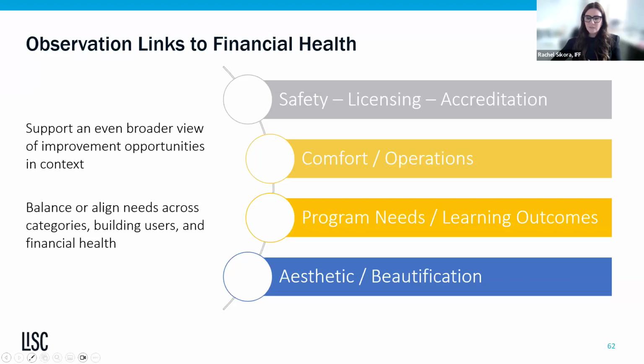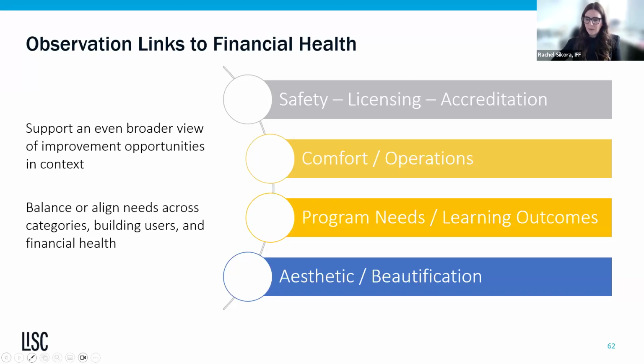These four factors really work together dynamically and should inform and help you prioritize every opportunity for investment in your building. Those include safety, licensing, or accreditation considerations. Think issues of egress, windows, railings, fall heights, accessibility. It could be comfort or operational needs, and that could be bathroom access, stroller storage, heating and cooling issues, building leaks and repairs.